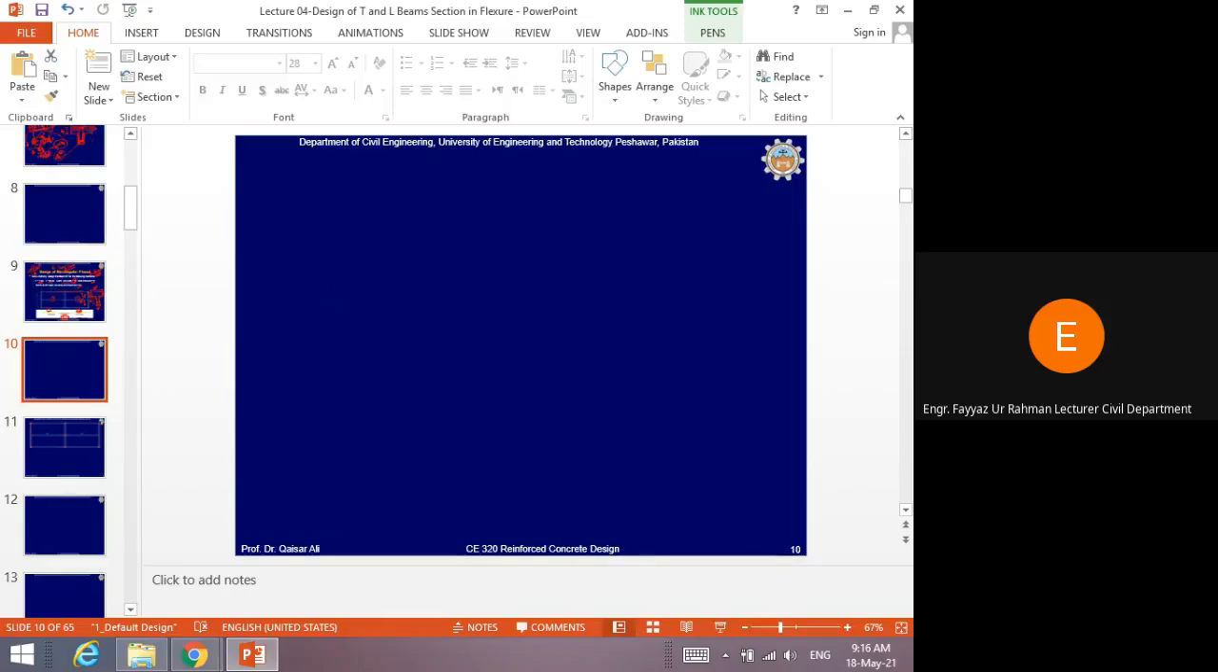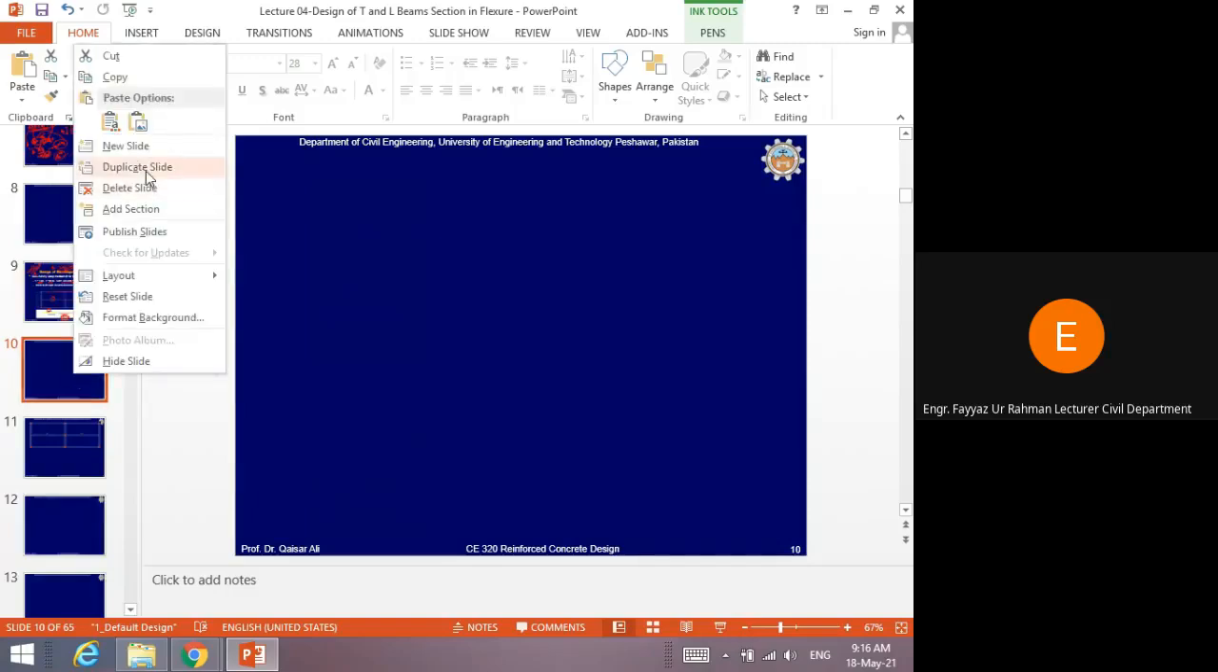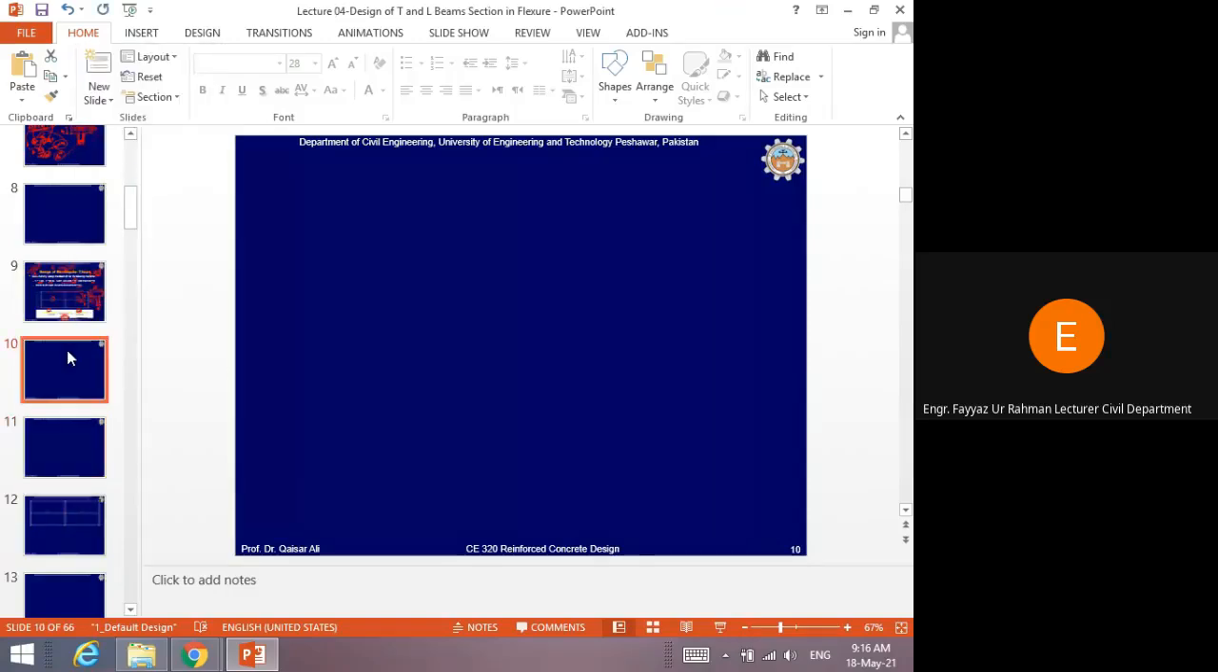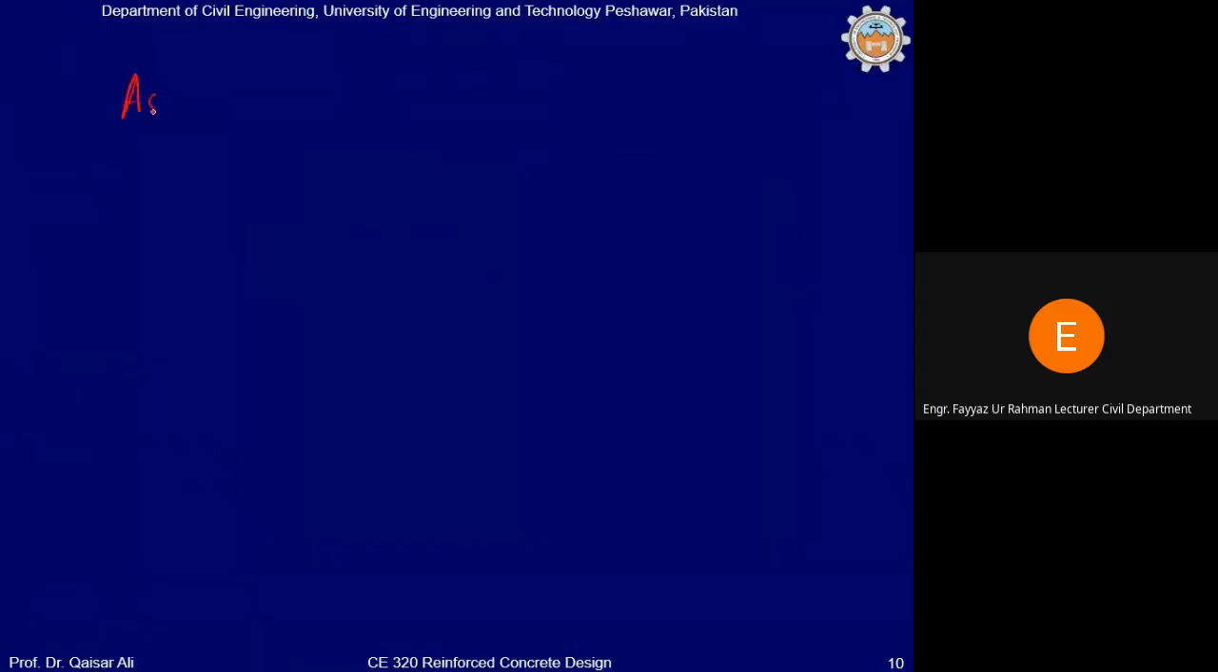4 bars are required, 4 number 6 bars are required for positive moment. And a positive reinforcement is 1.53 inch square. From this, if you calculate the number of bars using number 6 bar, so 4 number 6 bars are required. And for negative reinforcement, you need this much area for negative moment. And if you calculate the number of bars, so I think 7 number 6 are required.